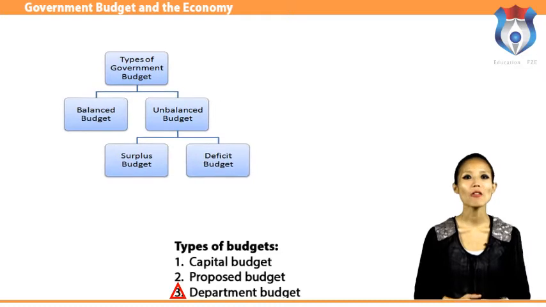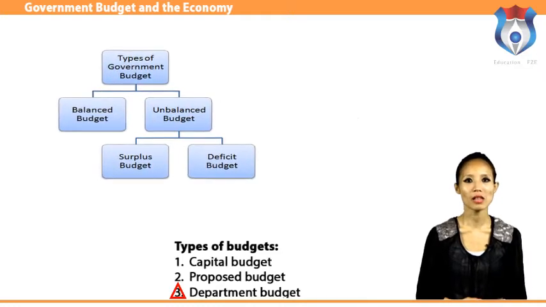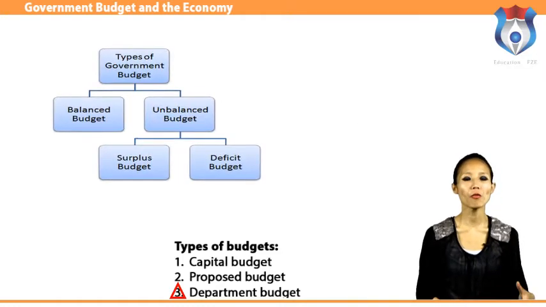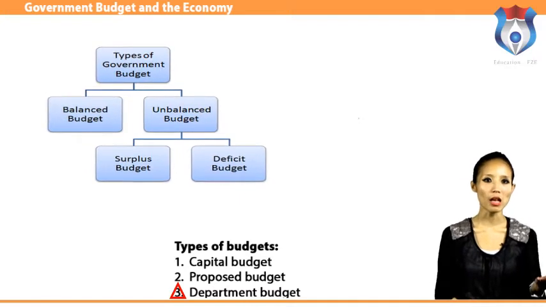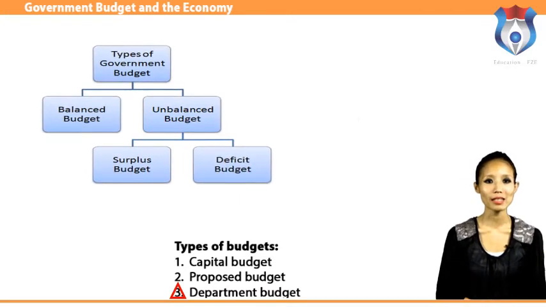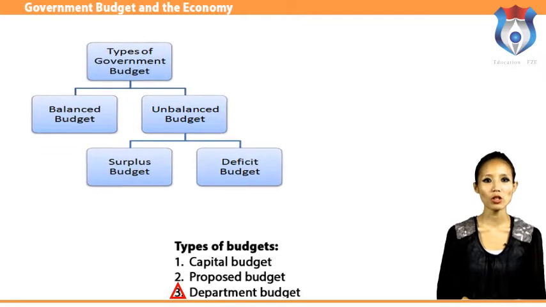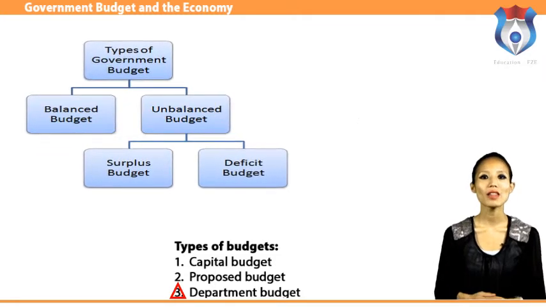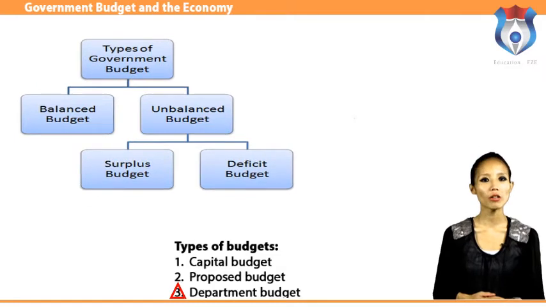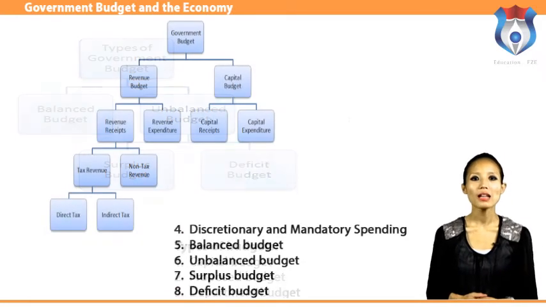Department budgets. Federal, state and local governments have separate departments offering a variety of public services. These departments work with the executive in charge of budgeting to create a proposed budget of revenue and expenditures that the executive will include in the final budget proposal.